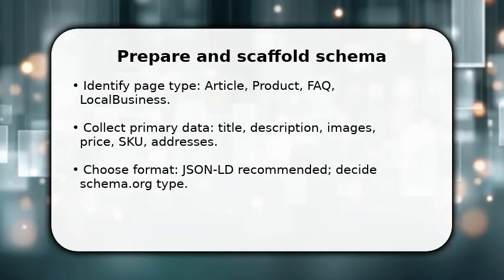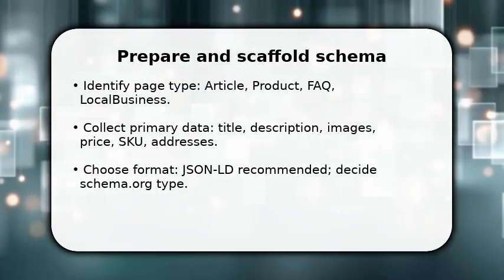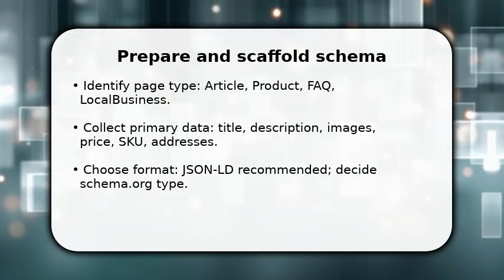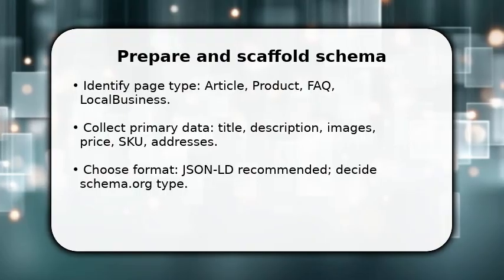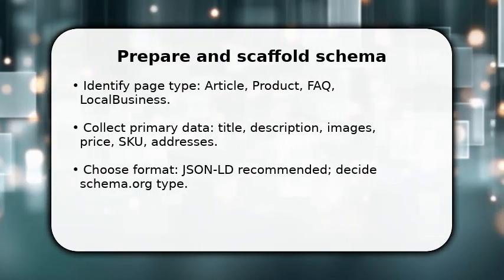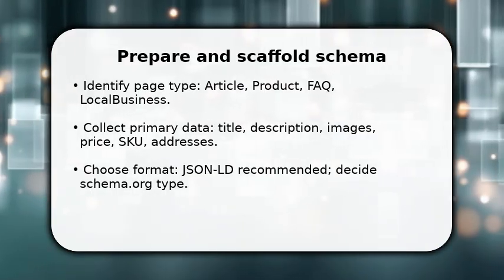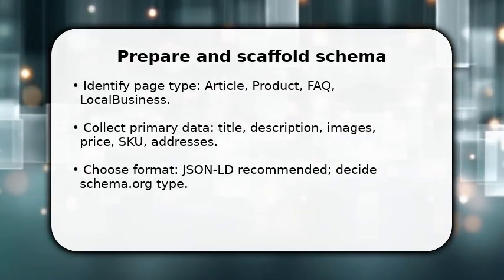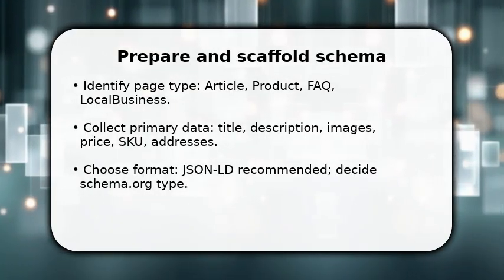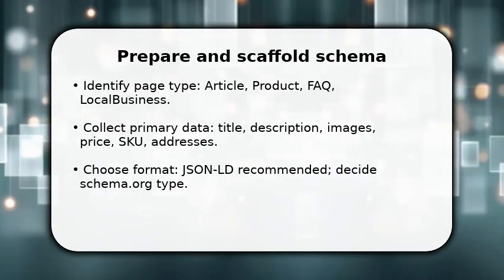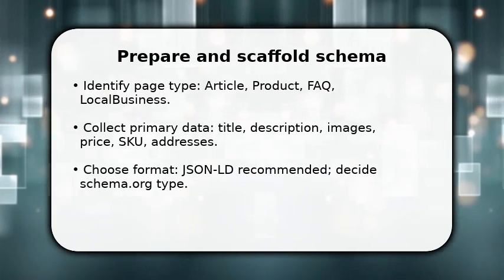You start by deciding the correct schema.org type for this page and gathering the essential values: title, description, images, price, or address. Once done, scaffold a minimal JSON-LD block with a context and a type so you can validate early. That prevents structure drift. Make sure to use real content values rather than placeholders because search engines read those fields. Finally, keep the block near the top of the HTML so bots discover it immediately.